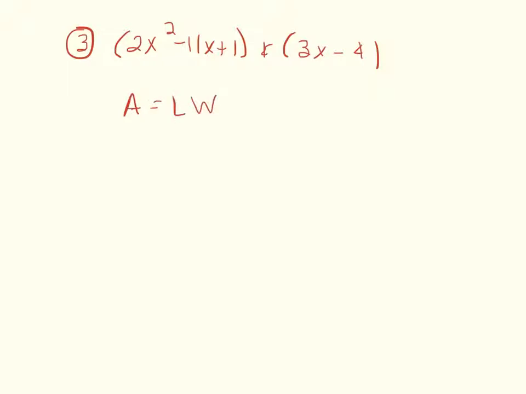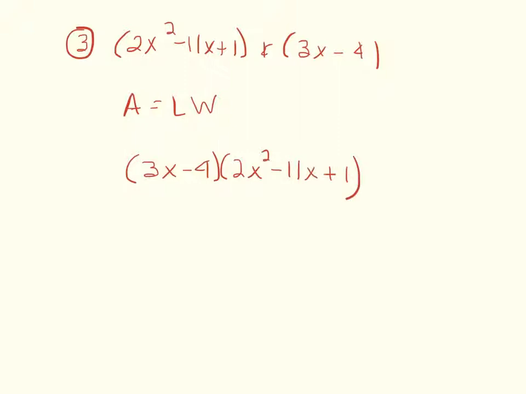Alright, problem number 3. Sides of a rectangle are 2x squared minus 11x plus 1. So the same sides we had before, but this time it says find area. Well, area for a rectangle is length times width. So I have to take the length and the width and multiply them together. So this is just a big distributing problem.